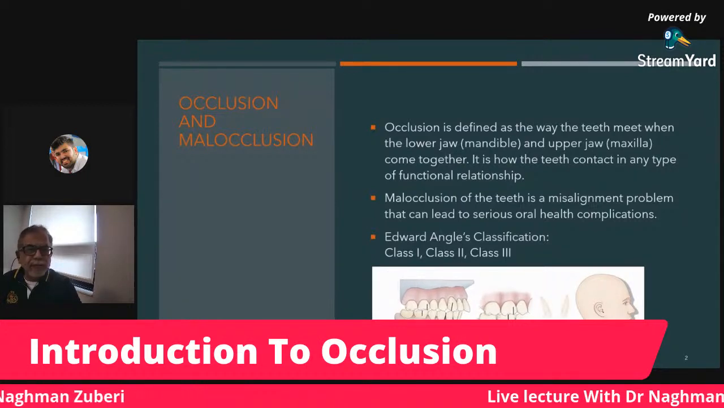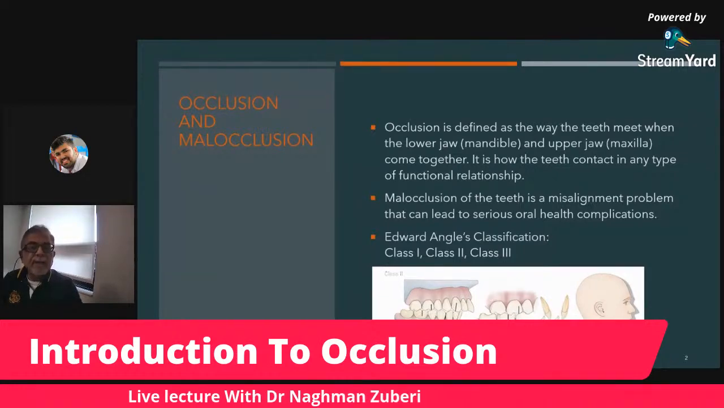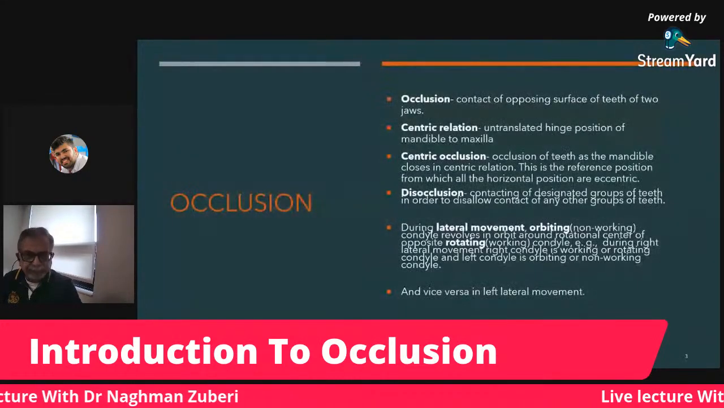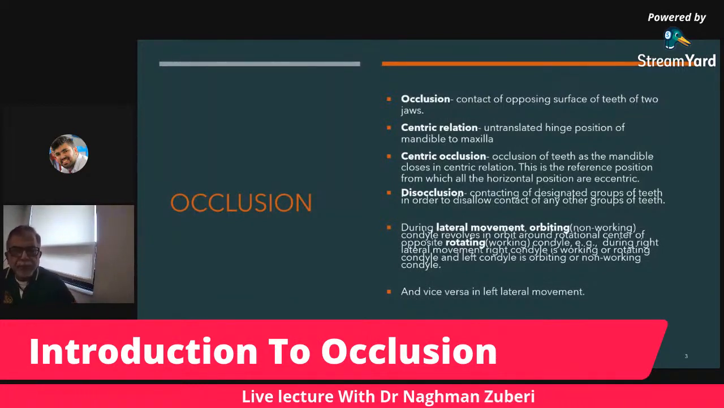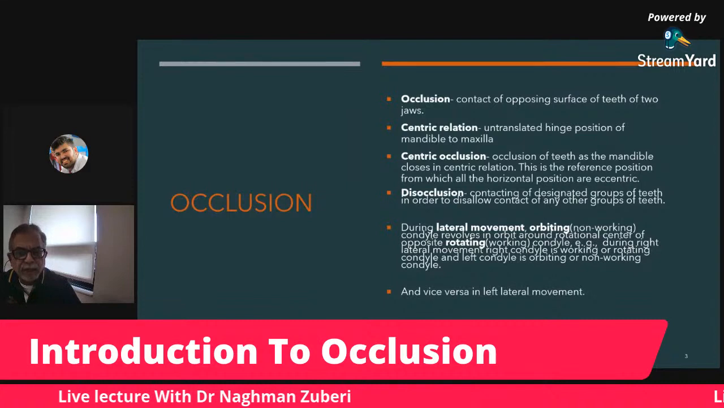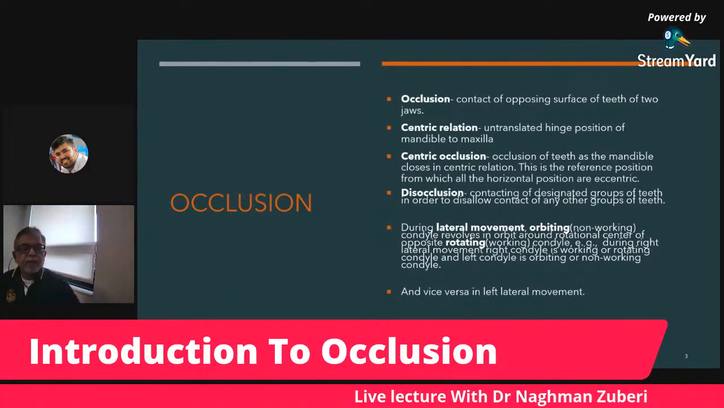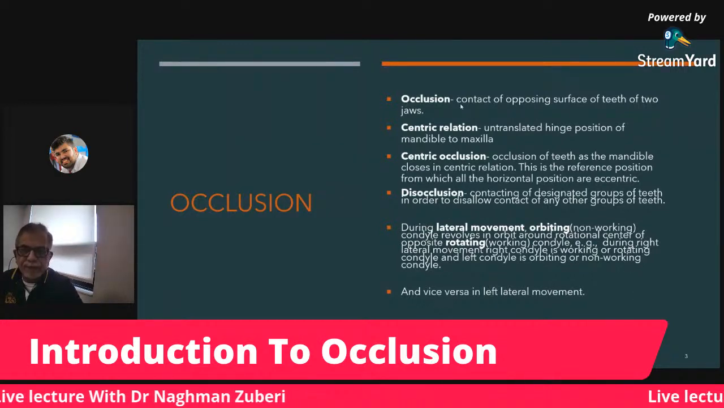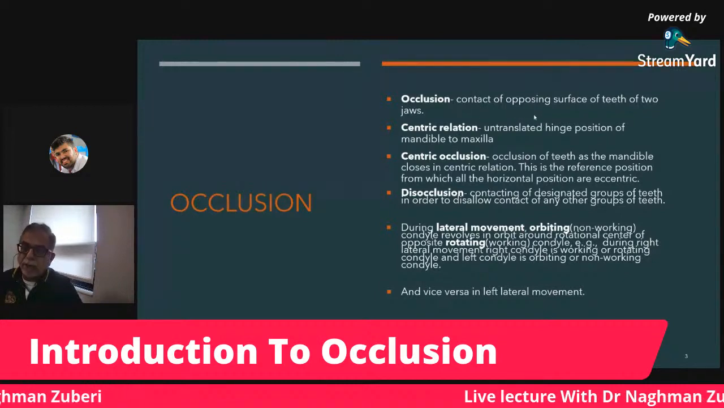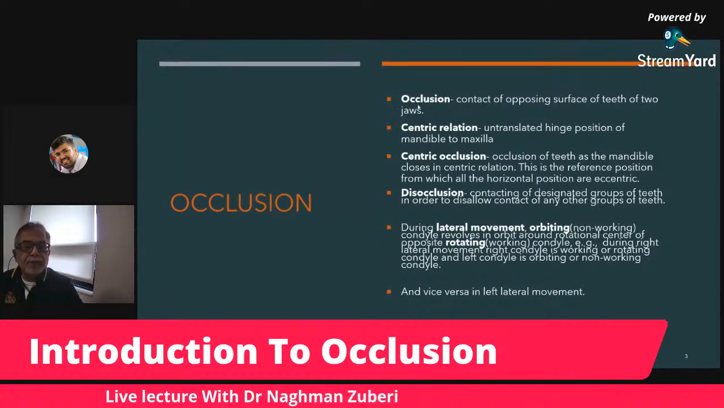Just to give you an idea about occlusion and different malocclusions, there are certain terms which we will use during the series of lectures, just to introduce you to those terms. We have already discussed occlusion. It is contact of opposing surfaces of teeth of both the jaws.